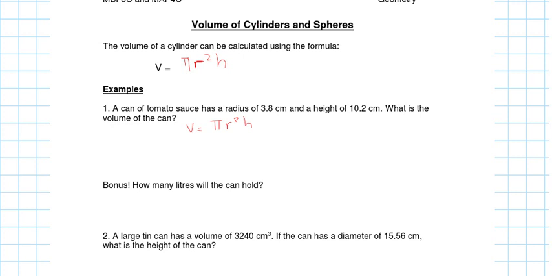So that's going to be pi times 3.8 to the power of 2 times 10.2. What do I get? 462.7. And that's going to be centimeter cube.